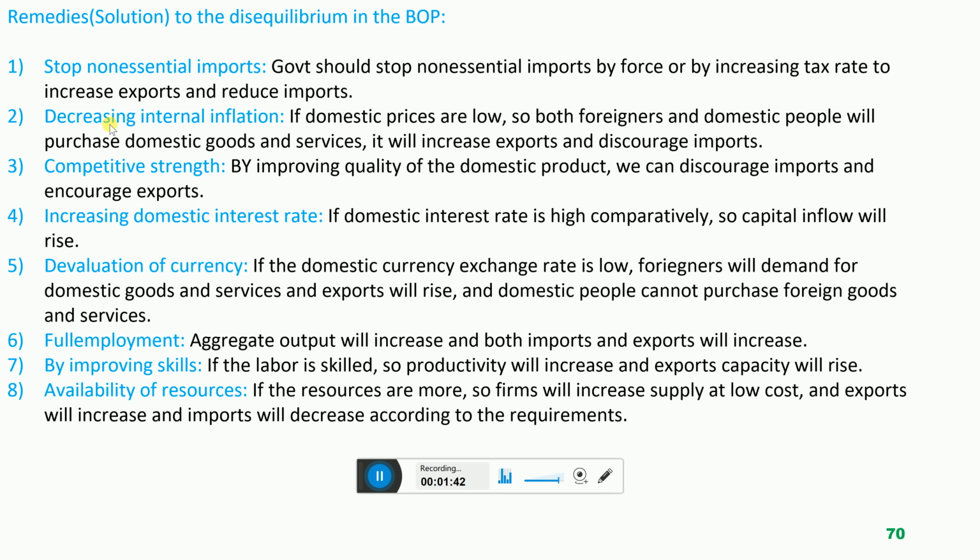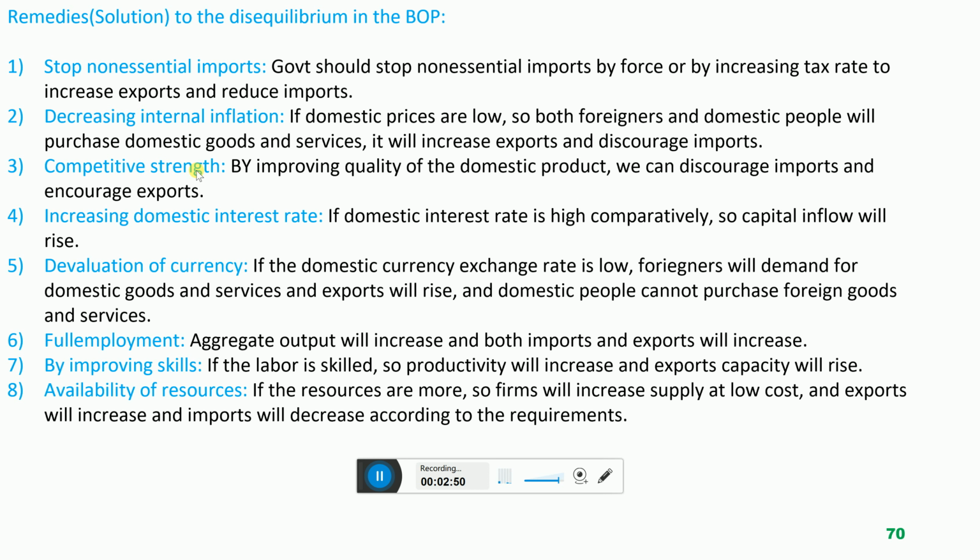Second, decreasing internal inflation. If the government decreases the price level in the domestic country, and the goods and services of the domestic country are less costly, available at low prices, so domestic people do not purchase imported goods and services. Imports will decrease, and as the domestic goods and services are cheap, foreigners will purchase them, and exports will increase. So this is the solution to improve exports and discourage imports. We have to keep the price level low in the domestic country.